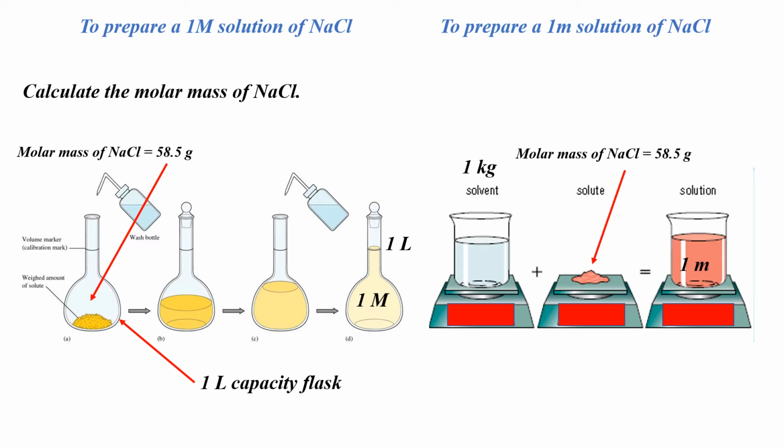Now, it is conveniently easier to prepare a 1 molal solution. I don't need a flask now. I can just take a beaker, weigh the beaker on a physical balance first, and then add 1 kilogram of water to it. After taking 1 kilogram of water, I can add 58.5 grams of NaCl, and on dissolving, I get a 1 molal solution of NaCl. So what is a 1 molal solution of NaCl? It contains 1 mole of NaCl in 1 kilogram of solvent, which is water.